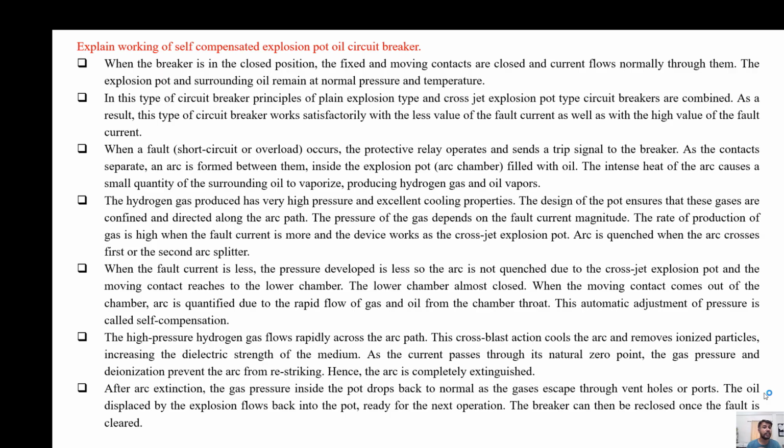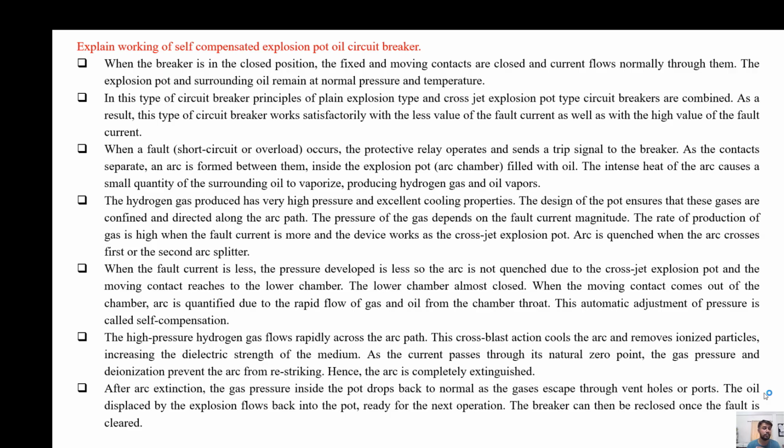Now in this type of circuit breaker, the principles of the plain explosion pot type and the cross-jet explosion pot type of circuit breakers are combined together. As a result, this type of circuit breaker works satisfactorily with a low value of the fault current as well as with a high value of the fault current.